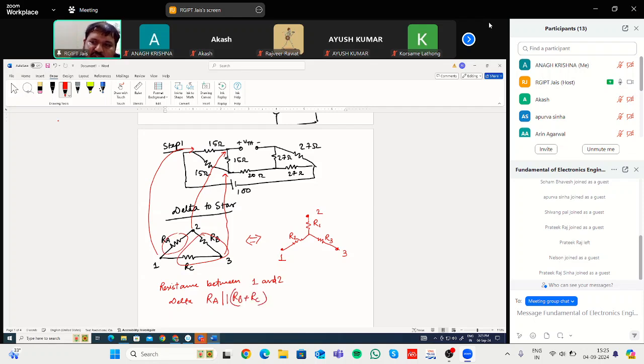Let me know, is it clear or not? RA is parallel to RB plus RC. So you can write this. This will result in RA multiplied by RB plus RC, and in the denominator it will be the sum RA plus RB plus RC.